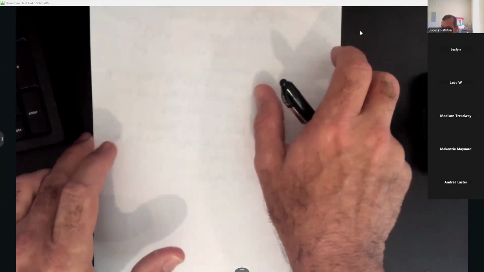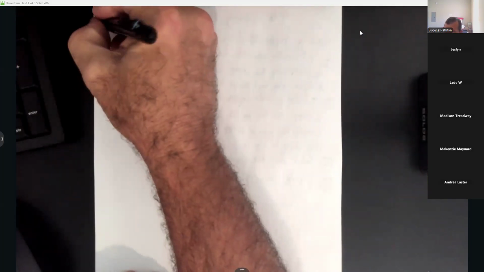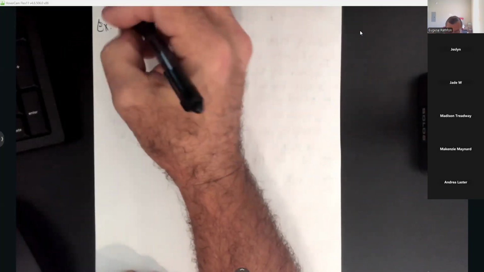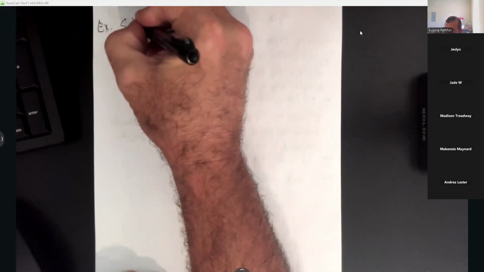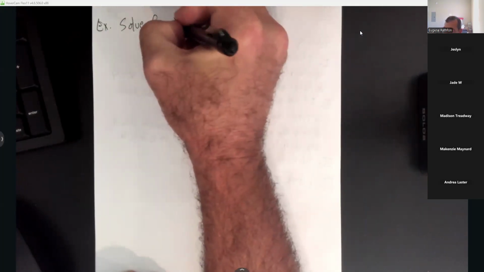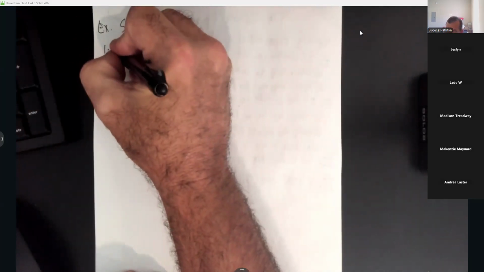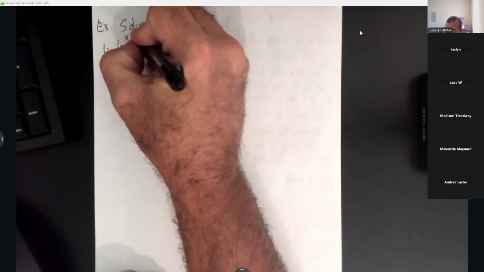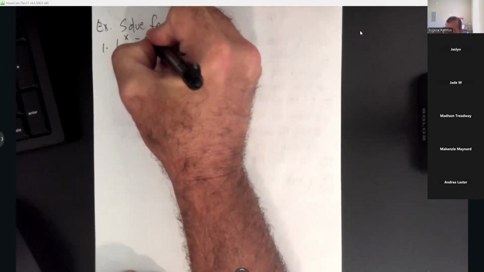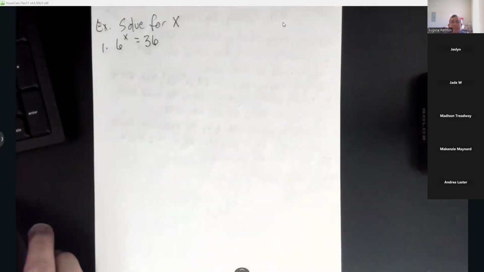So all of these will be exponential until I get into the instructions for doing the logarithmic type. So these examples are going to say solve for x. And number one is 6 to the x equals 36. And we'll bring my chat up.